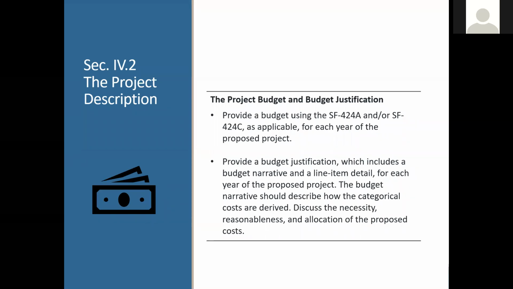For the project budget and budget justification section, applicants should provide a budget using the SF424A or the SF424 and provide a budget justification which includes a budget narrative and a line item detail for each year of the proposed project. The narrative section should describe how the categorical costs are derived, and they should discuss the necessity, reasonableness, and allocation of the proposed cost.